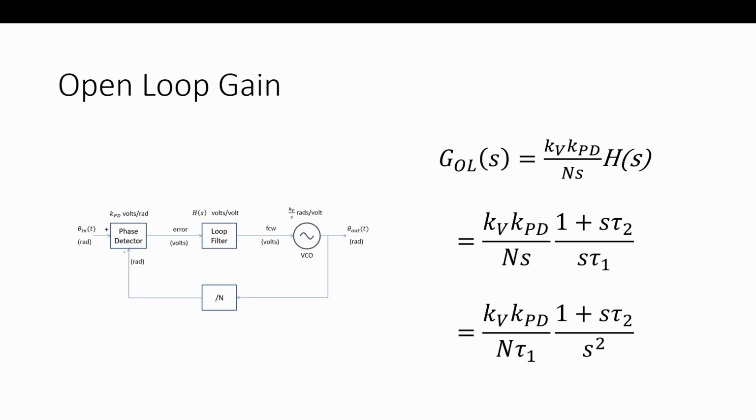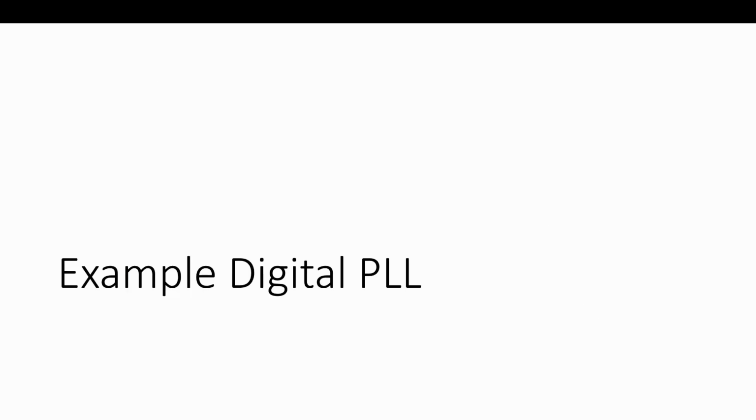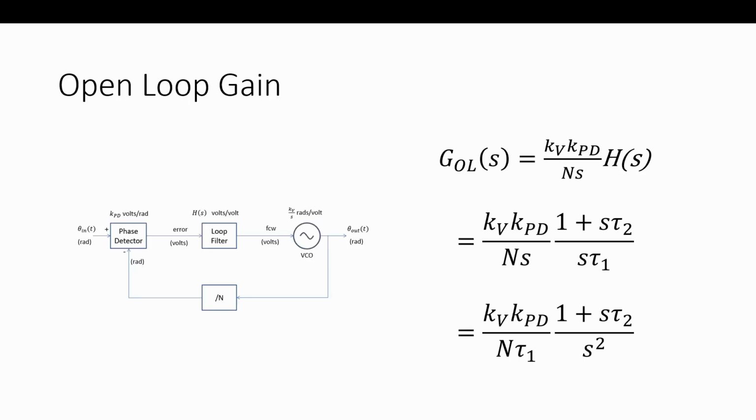Clear? That's the open loop gain. I'm going to go through the digital one, and we'll see how we use the open loop gain with it. Yeah, so it's a filter that's usually either PI or PID.